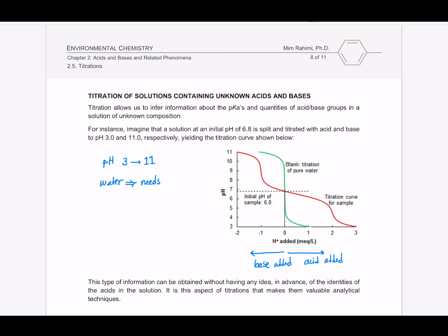Again, this is equivalent, acid plus base. So we need 2 milli equivalent per liter to change the pH from 3 to 11 for water. How about the sample? So the red one, to get from pH 3 to 11, how much equivalent we need? 5. So good.